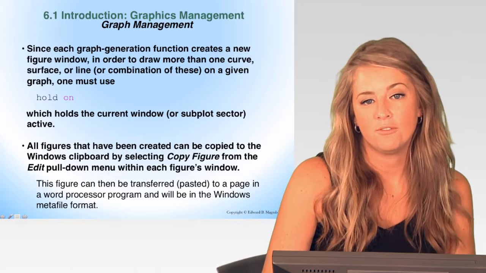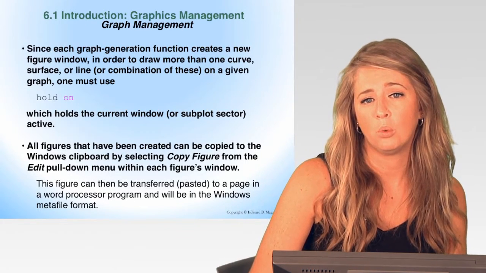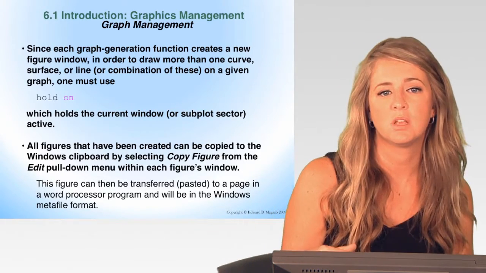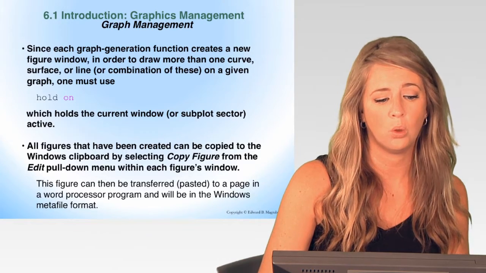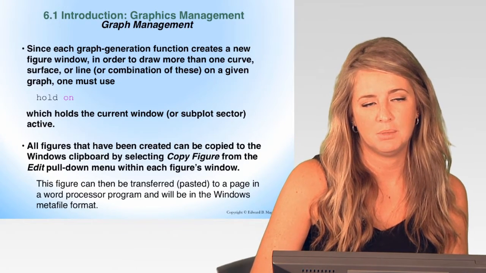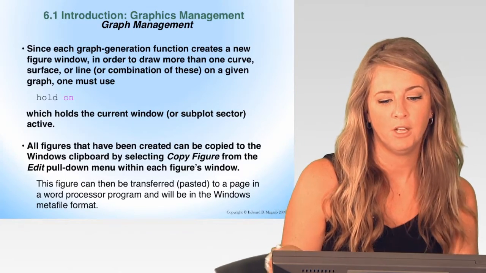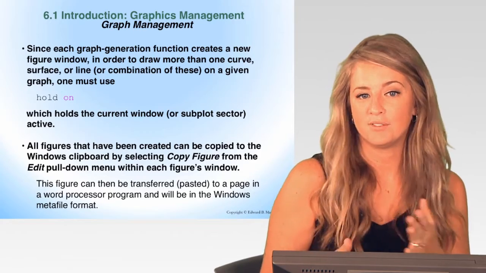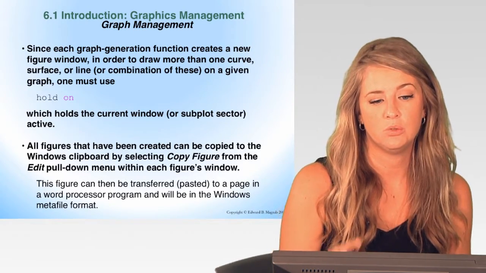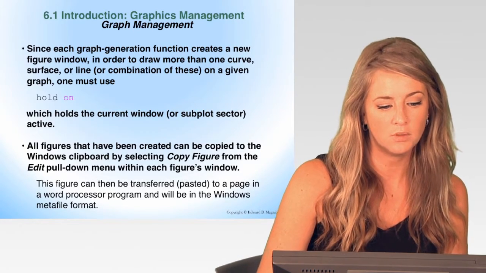Since each graph generation function creates a new figure window, in order to draw more than one graph, surface or line, or any combination of those on a given graph, you have to use the hold on function. What that does is it basically holds on to one graph and places it on another graph. So if you have two graphs that you want to have on the same exact window, then you would use hold on between the plotting commands for those.